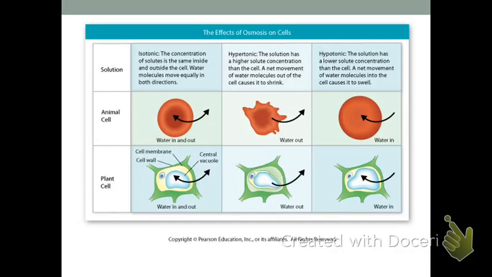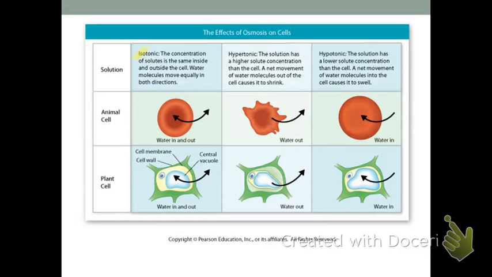So last Friday we talked about the three different types of solutions. We talked about isotonic, hypertonic, and hypotonic. If you understand the prefixes of these words, it'll really help you understand what they mean. The prefix iso kind of means the same or equal, like an isosceles triangle has three equal sides to it.